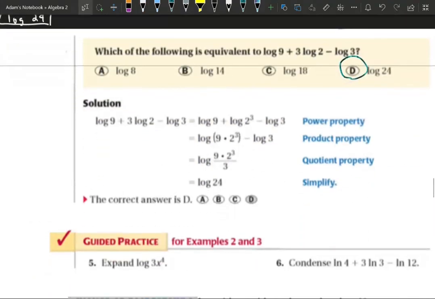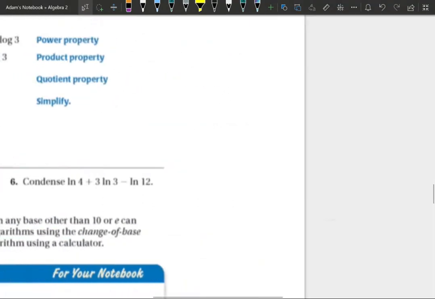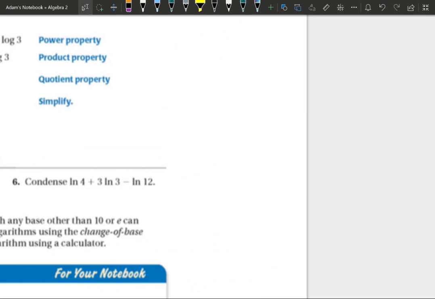And they showed the same way I did right here. So let's look at one more of condensing. We already looked at a lot of expanding. Let's look at this example right here for number 6. So we're condensing right here: ln of 4 plus 3 ln of 3 minus ln of 12, right? And we're pushing it all together. Condensing.